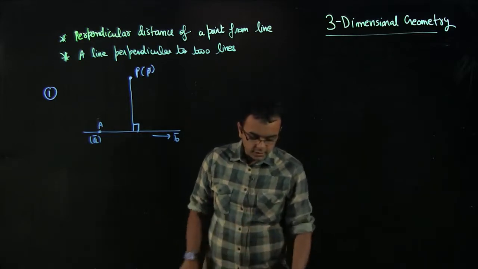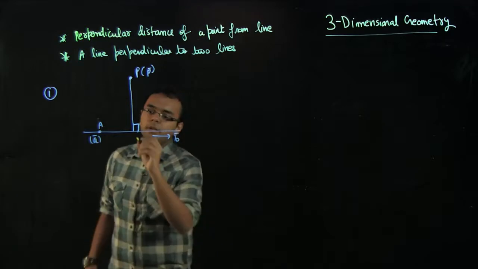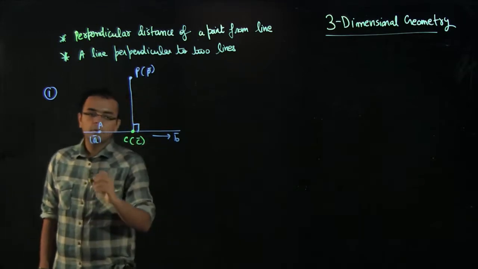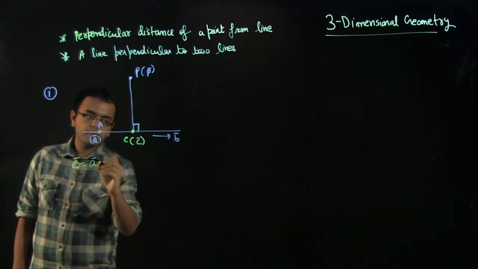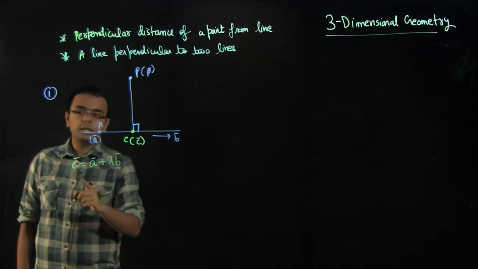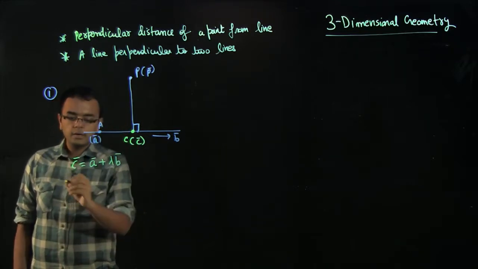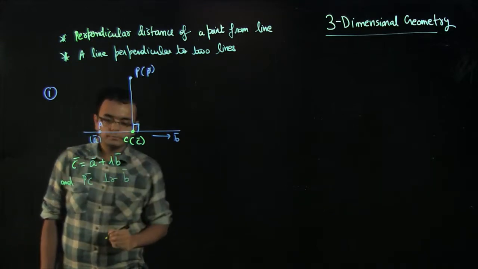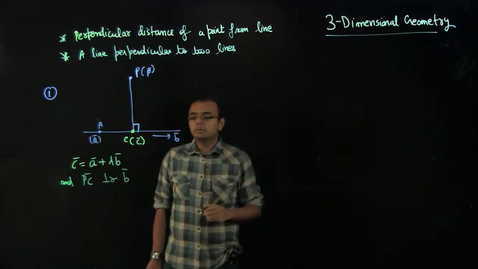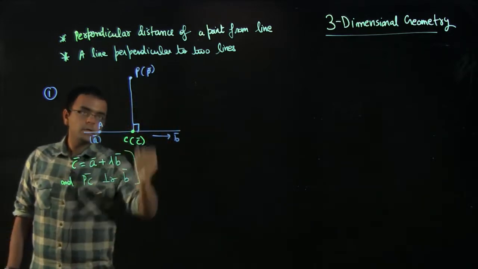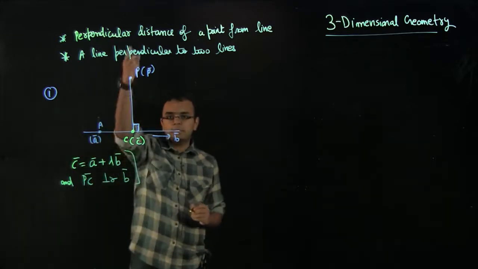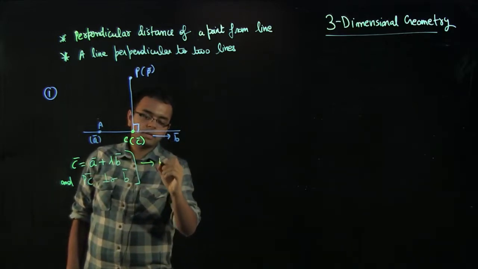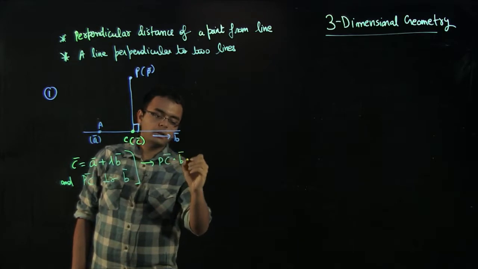One of the approaches to start this is to think that there is a point C here, let us call it C vector, and we know C vector would be A vector plus some lambda B vector, because this point is on the line, and PC vector is perpendicular to B vector. These are the two conditions we know, that PC vector is perpendicular to the parallel vector, because this is the perpendicular on the line, so it has to be perpendicular to the parallel vector. So it should flash to you that the condition of perpendicularity is PC vector dot B is 0.